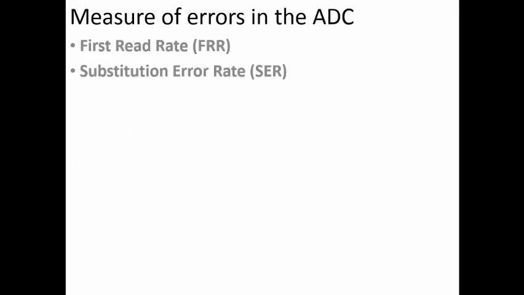Is the automatic data capture system error free? Whenever we discussed the manual data capture systems, we told that there will be a significant amount of errors because a human being is entering the data. Now what about the automatic data capture system? The errors will be significantly lower, but the amount of errors is measured by using two parameters: first read rate and substitution error rate.